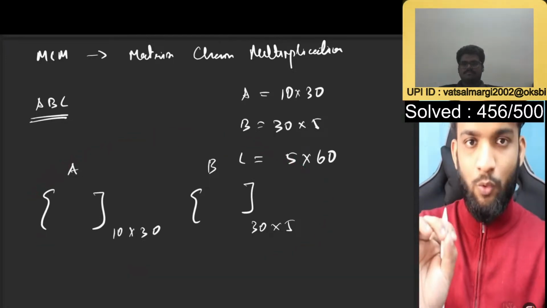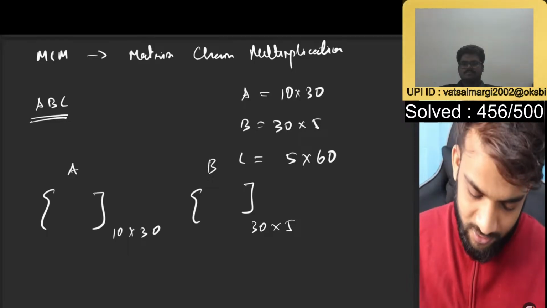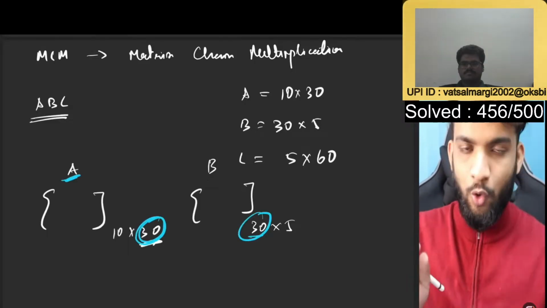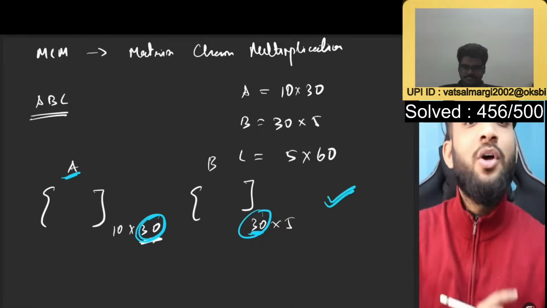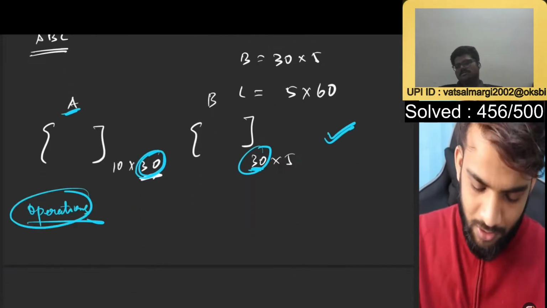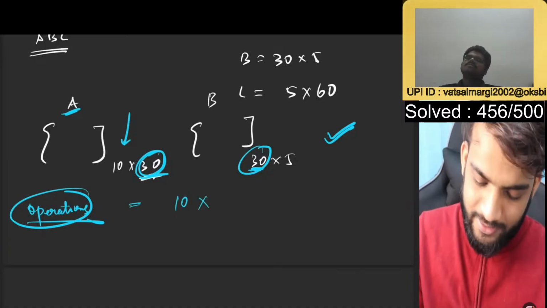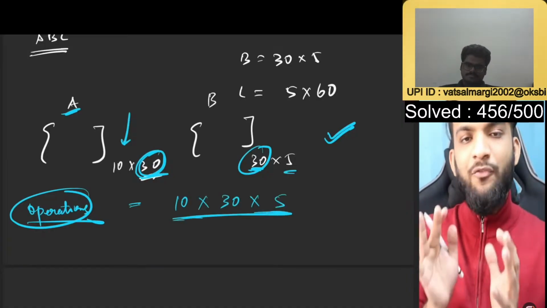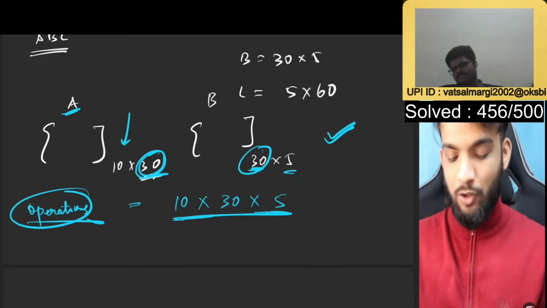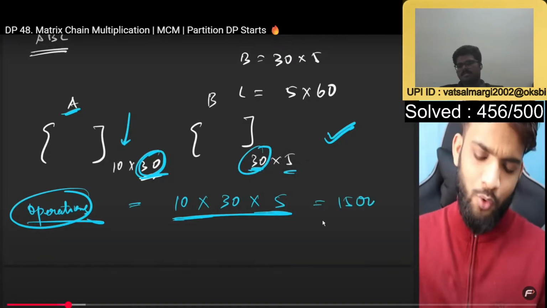Why? Because if you have done maths in school, you know that if the column of the first matrix is equal to the row of the second matrix, then the multiplication is possible. And how many operations do you require to multiply this? That's very simple. You take this guy 10, you take the common guy 30, and you take the other guy 5. So the number of multiplications required to multiply both matrices will be 10 cross 30 into 5.